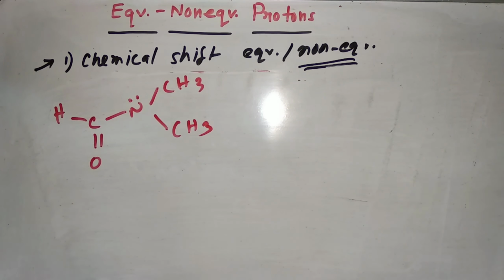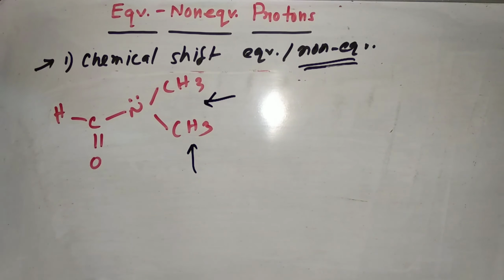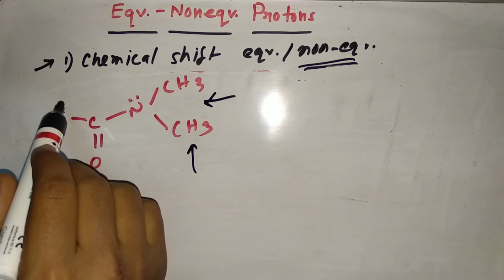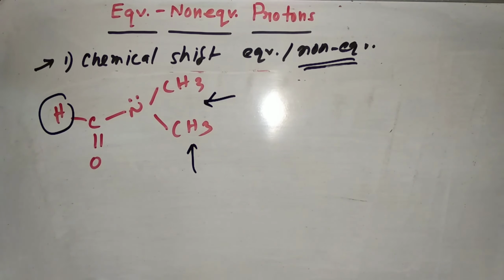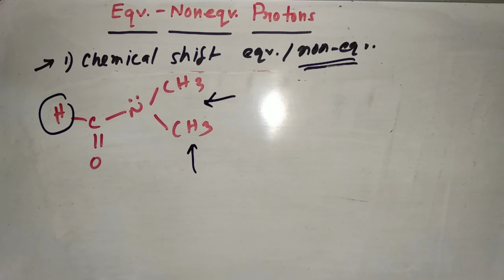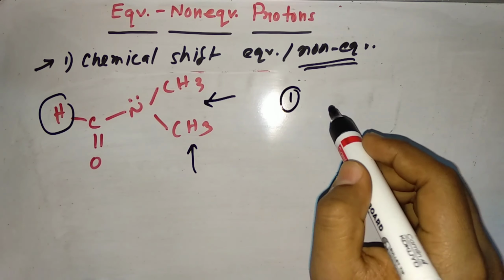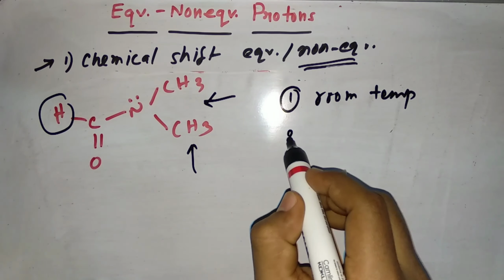In this system, these methyl protons and these methyl protons may show different chemical shift values. Of course the other protons also show, but we are considering these two kinds of methyl protons. Here you can ask one question: can this methyl and this methyl show chemical shift equivalence, or will they show non-equivalence? I will consider two things. At first is room temperature, second is high temperature.